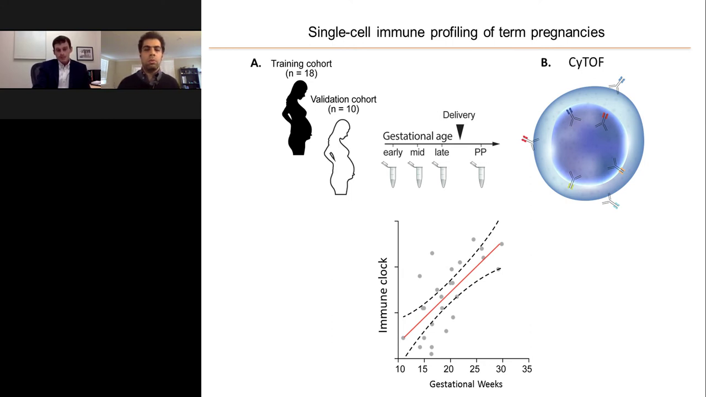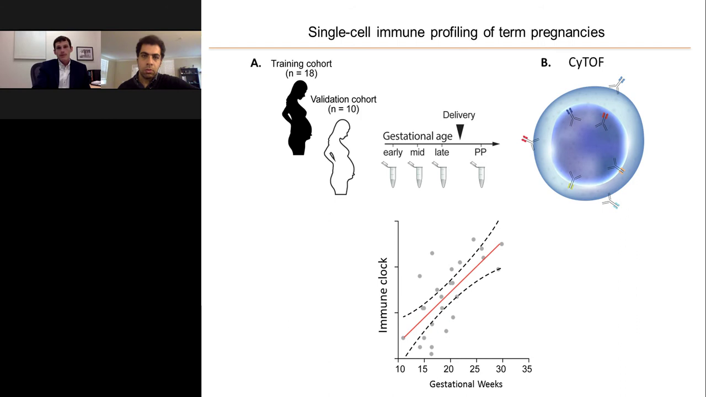So to do this study, we recruited 28 women and separated them into two cohorts, a training cohort where we could build the model that Nima will be talking to us about, and then a validation cohort whose samples were kept in the fridge, we didn't touch them, and that was used to prospectively validate the results of the study. Now these women were followed longitudinally during pregnancy and then 6 weeks postpartum, PP means postpartum. And then we collected samples at 3 time points during pregnancy and analyzed them with CyTOF.